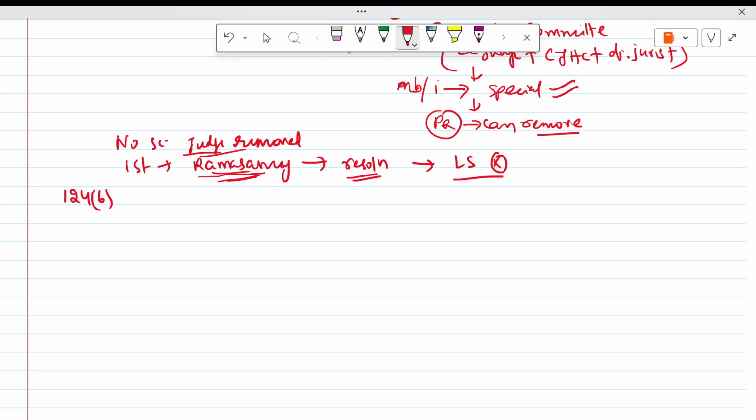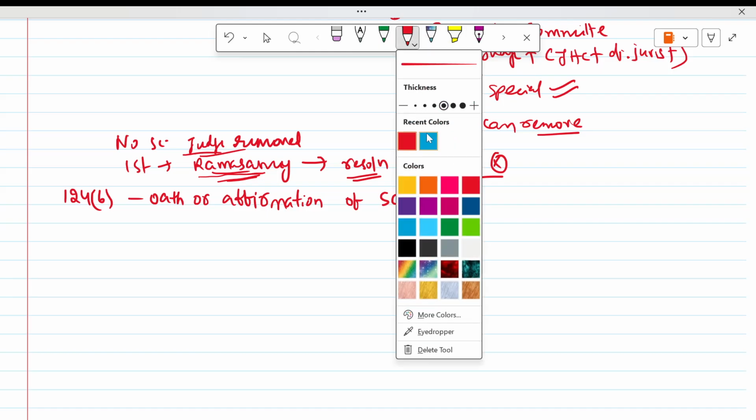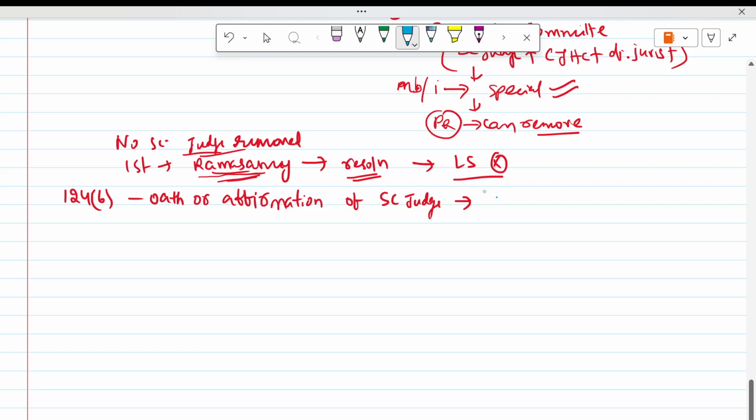Then Article 124(6) is the oath or affirmation of a Supreme Court judge. It is administered by the President or a person appointed or nominated by him. That is 124(6).